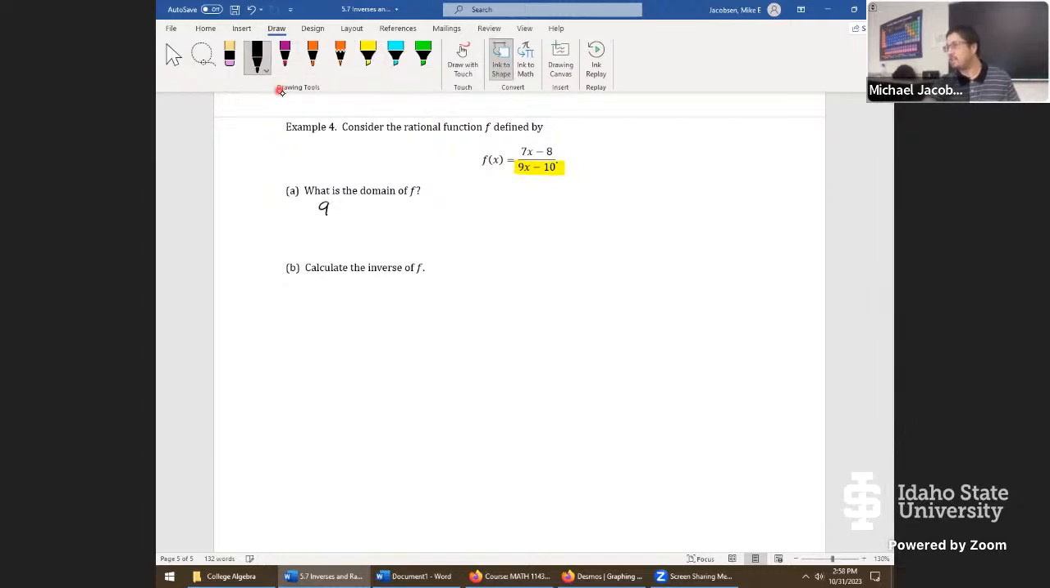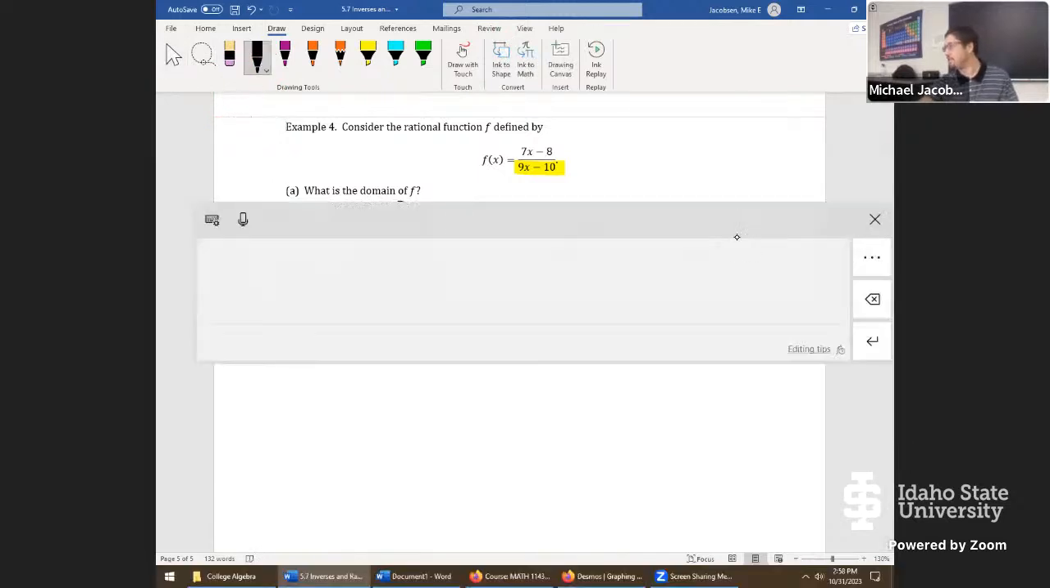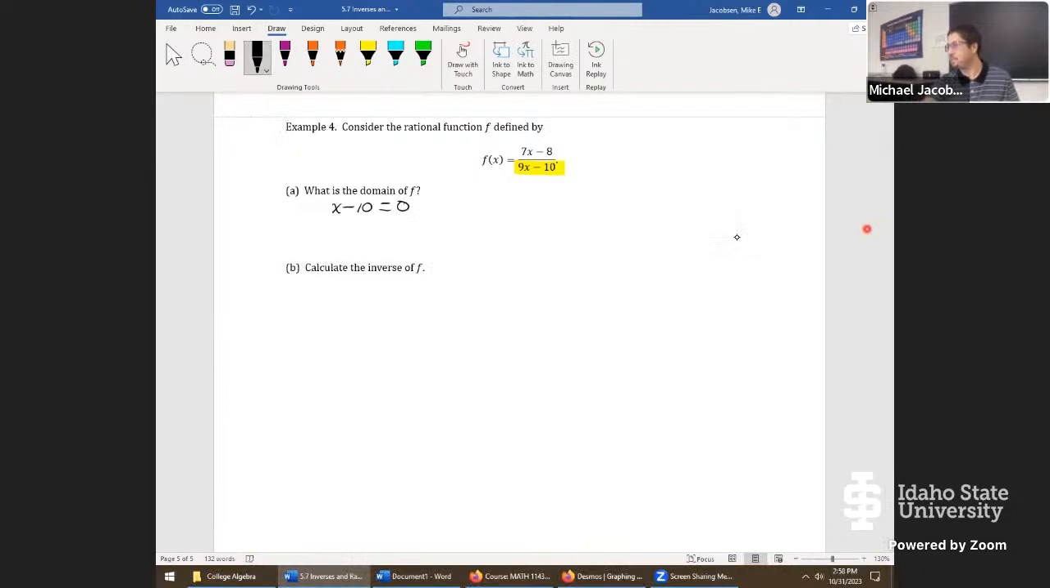So we take 9x minus 10, set it to 0, and I should turn off ink to shape. We got a circle somehow. Oh, geez. Microsoft Word is really upset. Okay, I think it's back to normal.